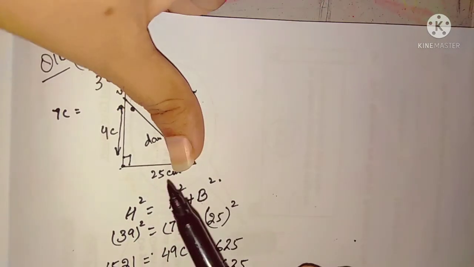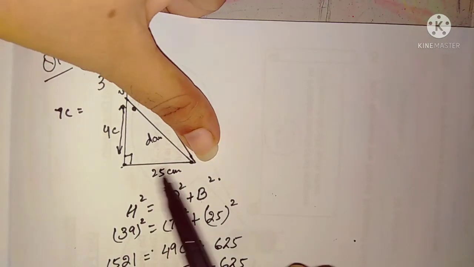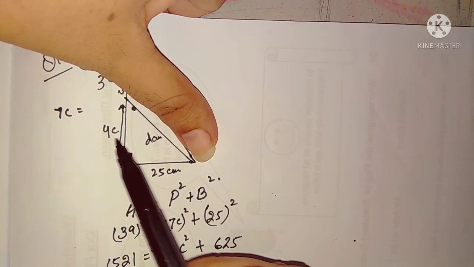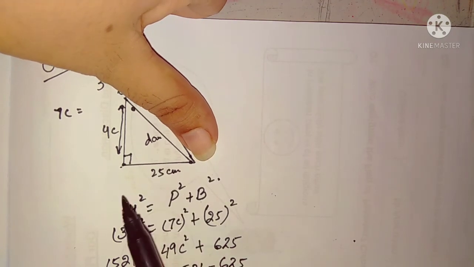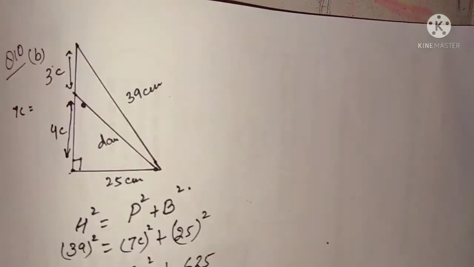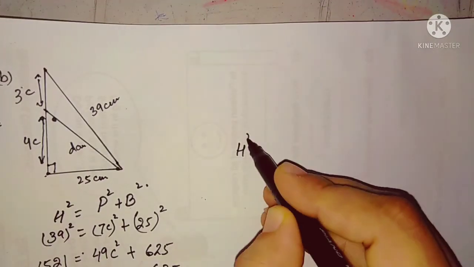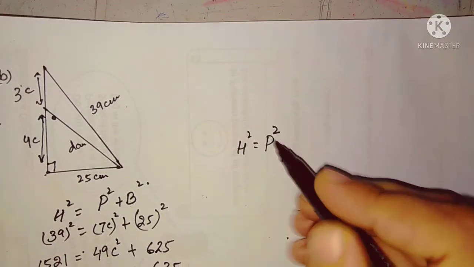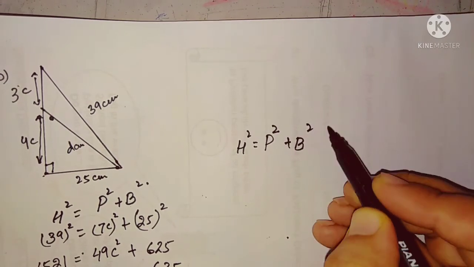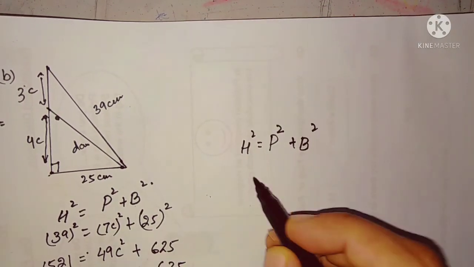Okay, so now we have found the value of c. Now we have to find out the other unknown. We have found this c, which is 4.28. Now we have to find out the other unknown, which is D. So for D, we will consider this right angle triangle. Just consider this right angle triangle where the base is 25, perpendicular is 4c, and hypotenuse is D.